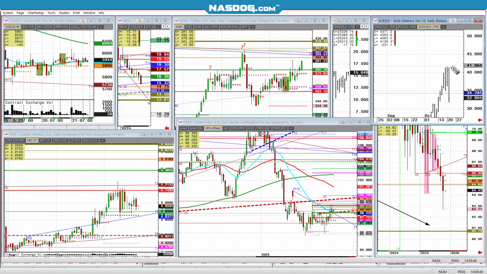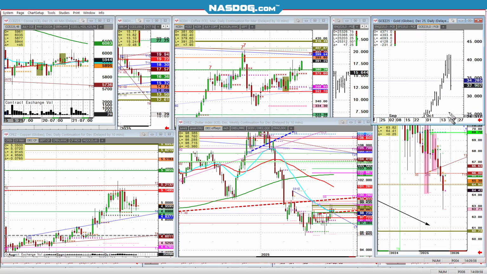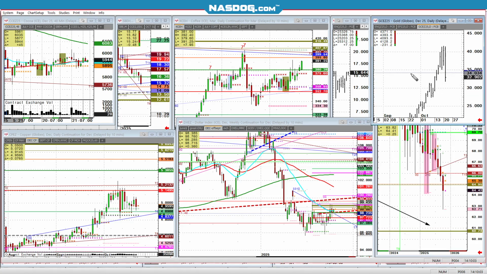40%. What is that? 42%? Is that 42%? 41, 44? 41.58, 41.35, 41.40. Okay, so now gold is up 33%. Okay, here's one of those blue trend lines.